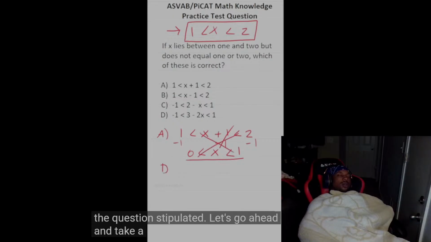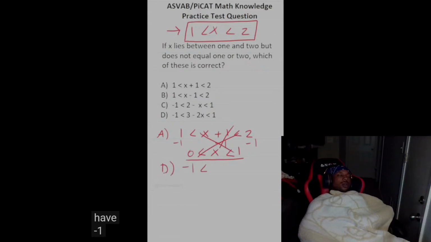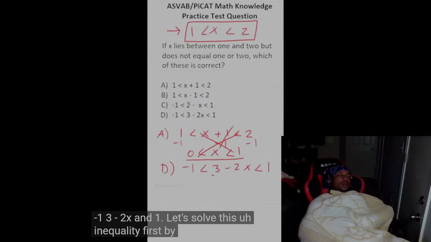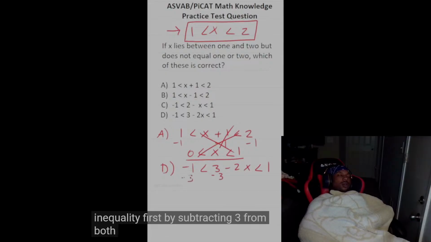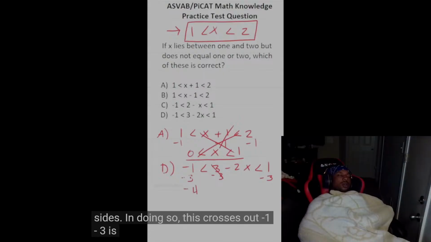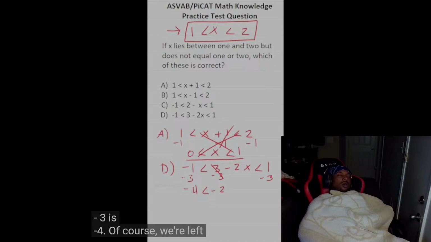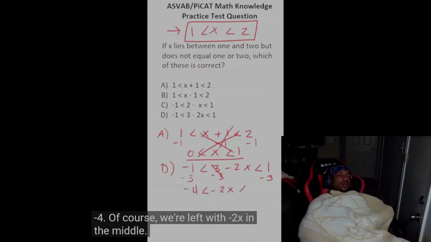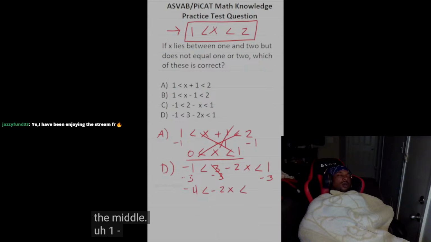Let's go ahead and take a look at D very quickly. We have negative 1, 3 minus 2x, and 1. Let's solve this inequality first by subtracting 3 from both sides. In doing so, this crosses out. Negative 1 minus 3 is negative 4. Of course, we're left with negative 2x in the middle. 1 minus 3 is going to be negative 2.